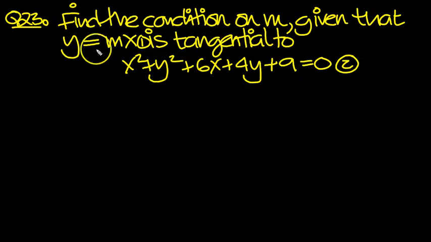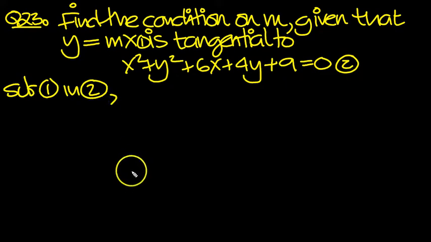Find the condition on m, given that y equals mx is tangential to this circle. I've labelled them as 1 and 2, so let's find out where they intersect by substituting 1 into 2. This will give us the x values where they intersect. We know that for them to be tangential, these x values must coincide. So the quadratic needs to only have one real root.